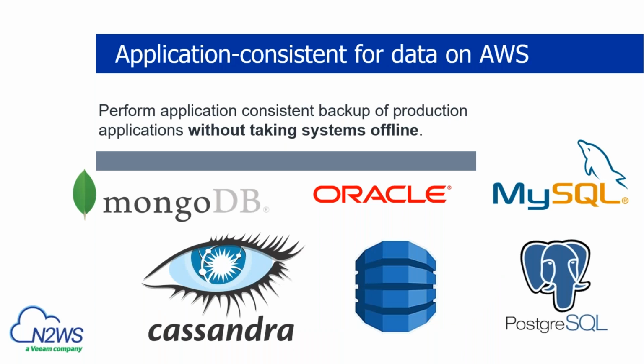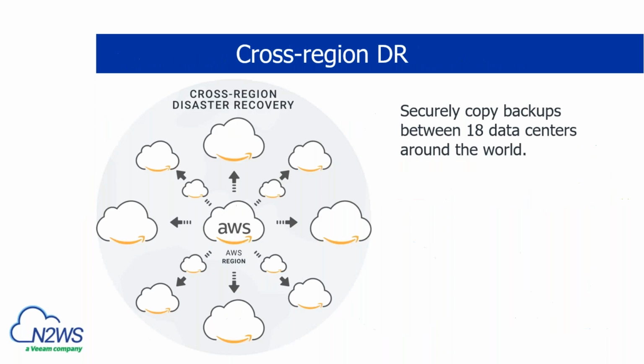Application consistent backups, that's something that's extremely important for your databases. So MongoDB, Oracle, MySQL, Cassandra, Aurora, or Postgres, whichever one you use, we do provide application consistent backup for these databases without taking your systems offline. So theoretically, you could continually produce backups of your databases throughout the day, even in high volume production environments.